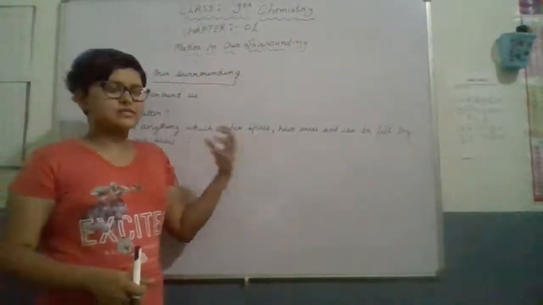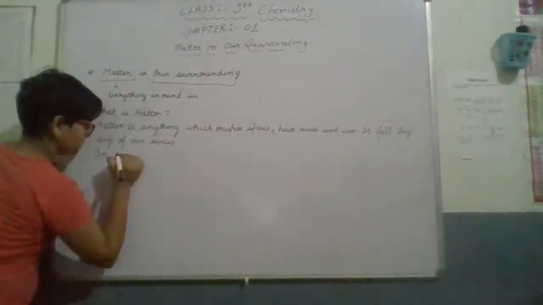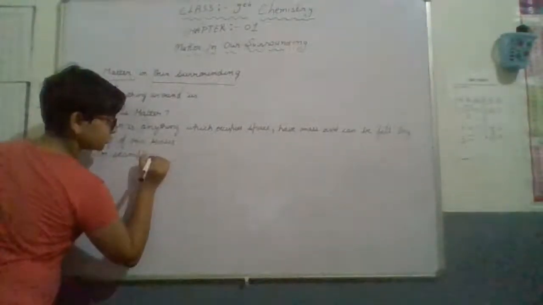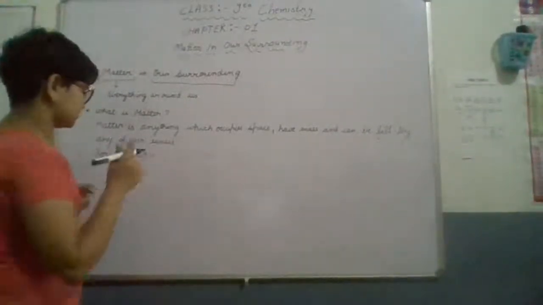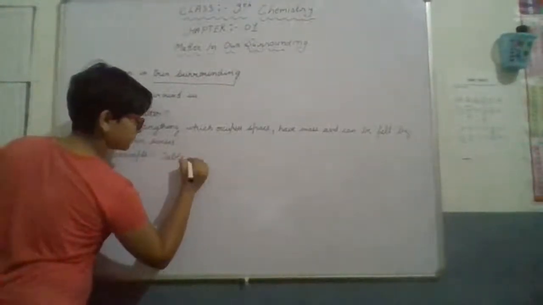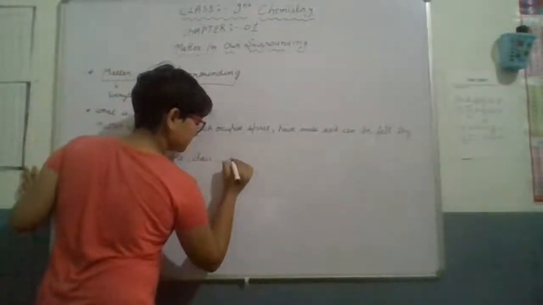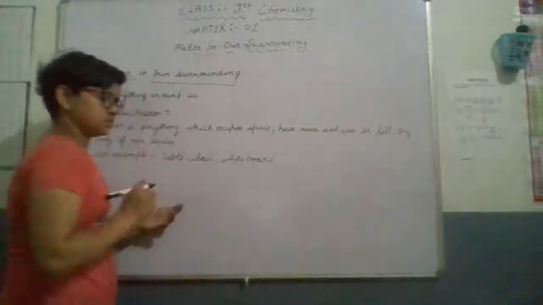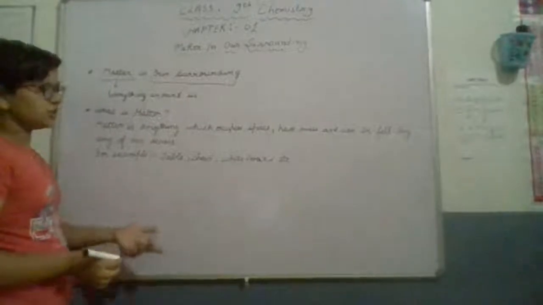Now, let us look at some examples. For example, this marker, this table, and even this laptop are matter. Let us point out: table, chair, this whiteboard. They are simple matters all around us.